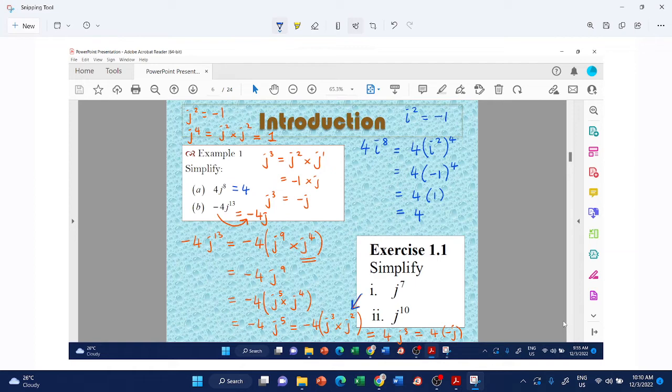Okay, at this arrow part, did you get how J power 3 and J power 2 work?